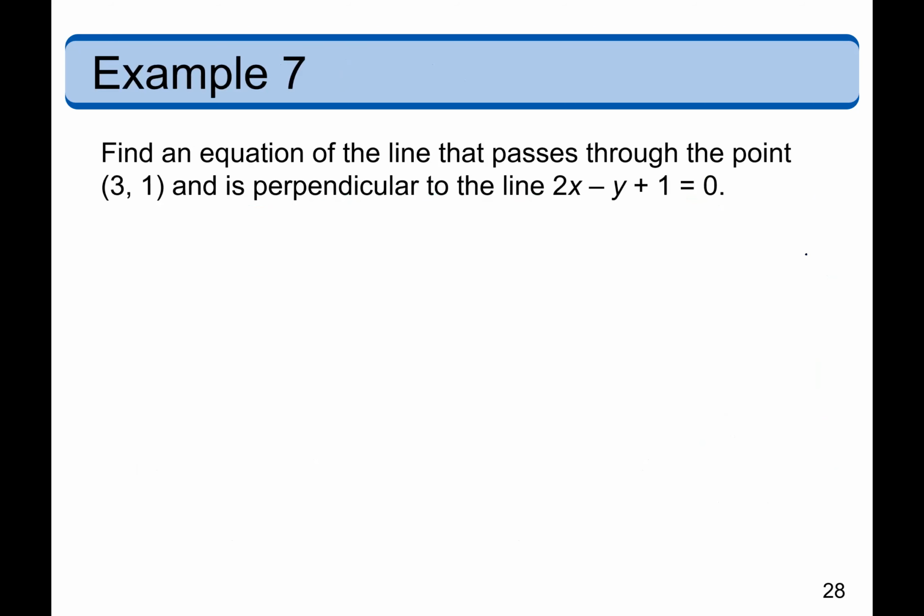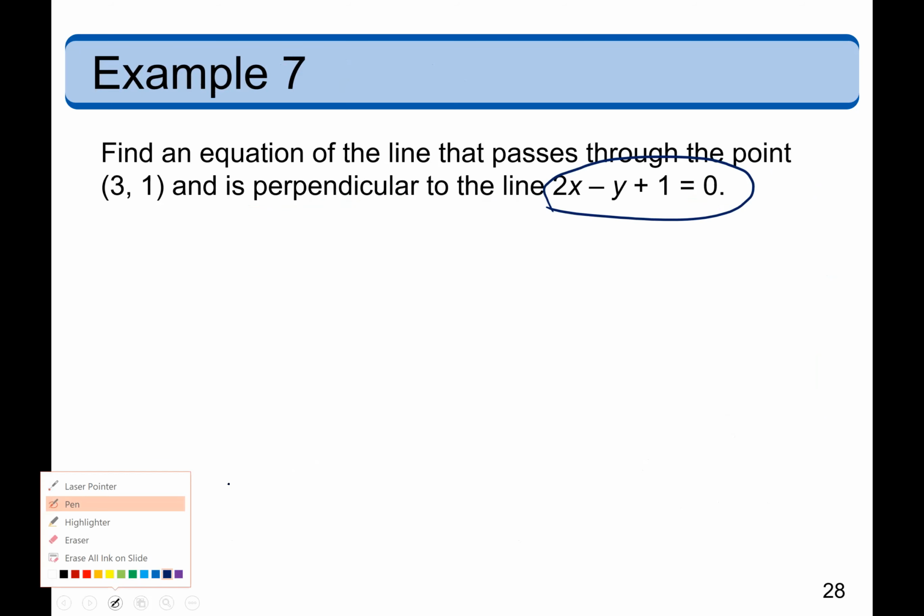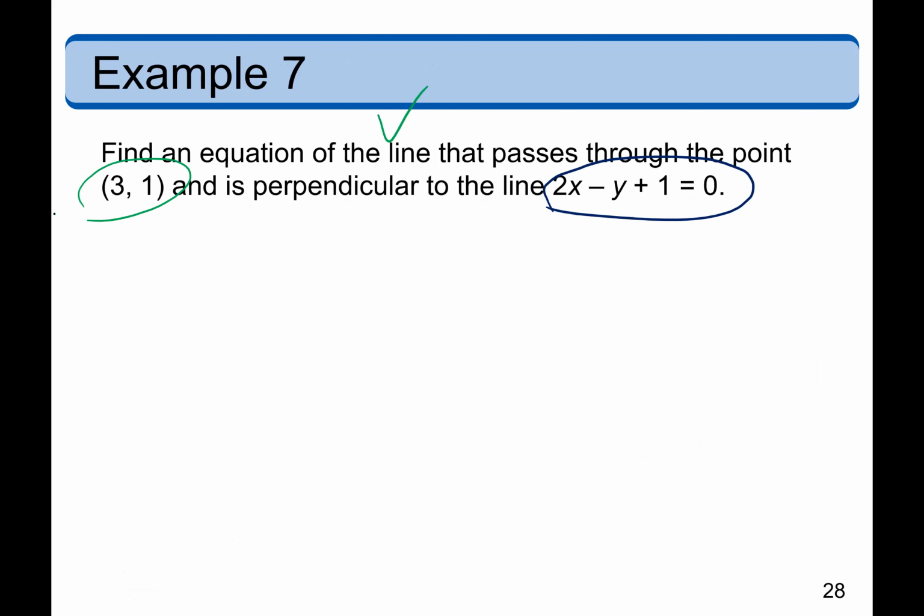Okay, so now let's look at example 7. Find the equation of a line passing through the point 3, 1 that is perpendicular to this given line. So we have 2 lines that are perpendicular to each other, and we need to find the equation for the line passing through this point. And then what should we do?